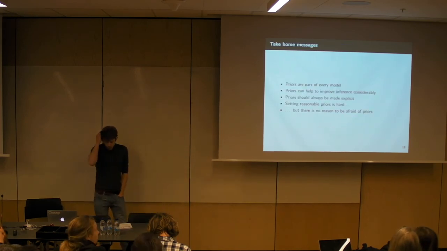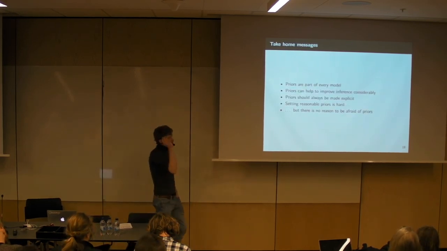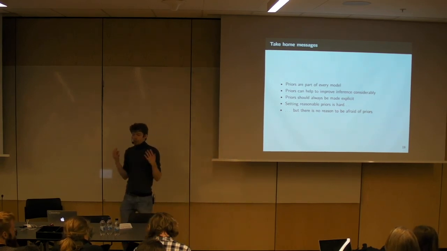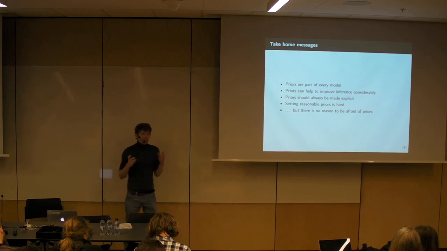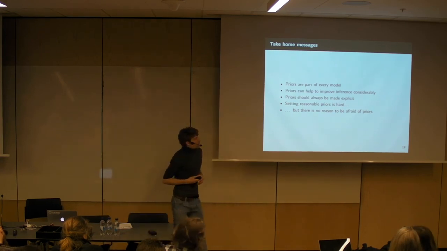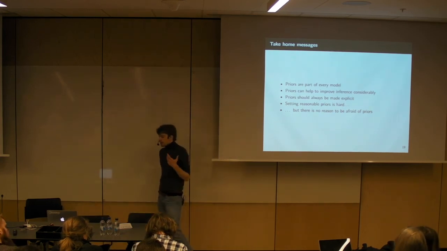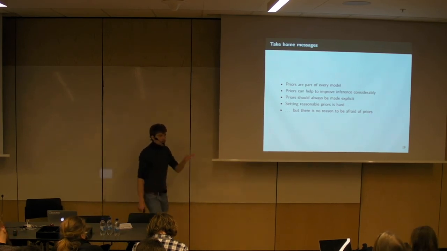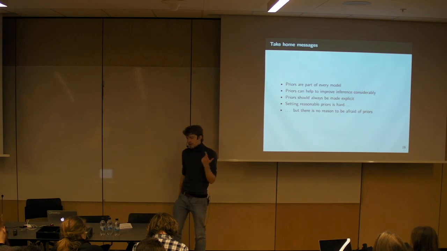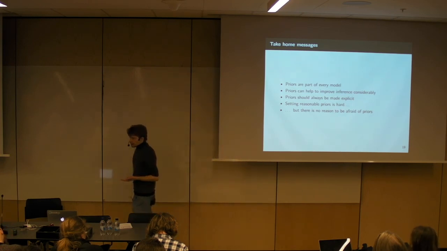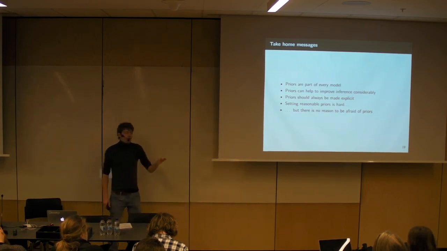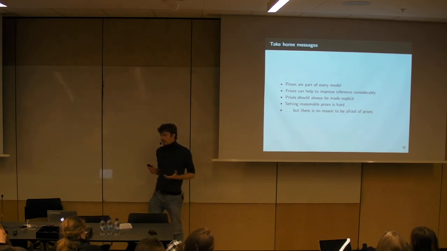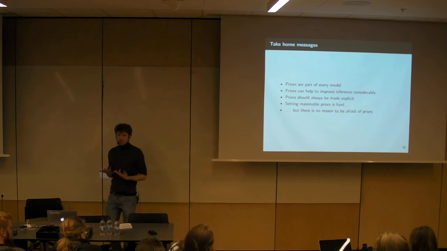Okay. So, take-home message. Priors are part of every model. Even in the frequentist framework, priors are part of the model, we just don't realize it. So priors are unavoidable. And priors are good in the sense that they can help us to improve inference considerably, by providing shrinkage, by providing explicit, reasonable prior knowledge, by identifying our model for particular parameters which are not identified by the data, and so on. So priors can really help us to improve inference.